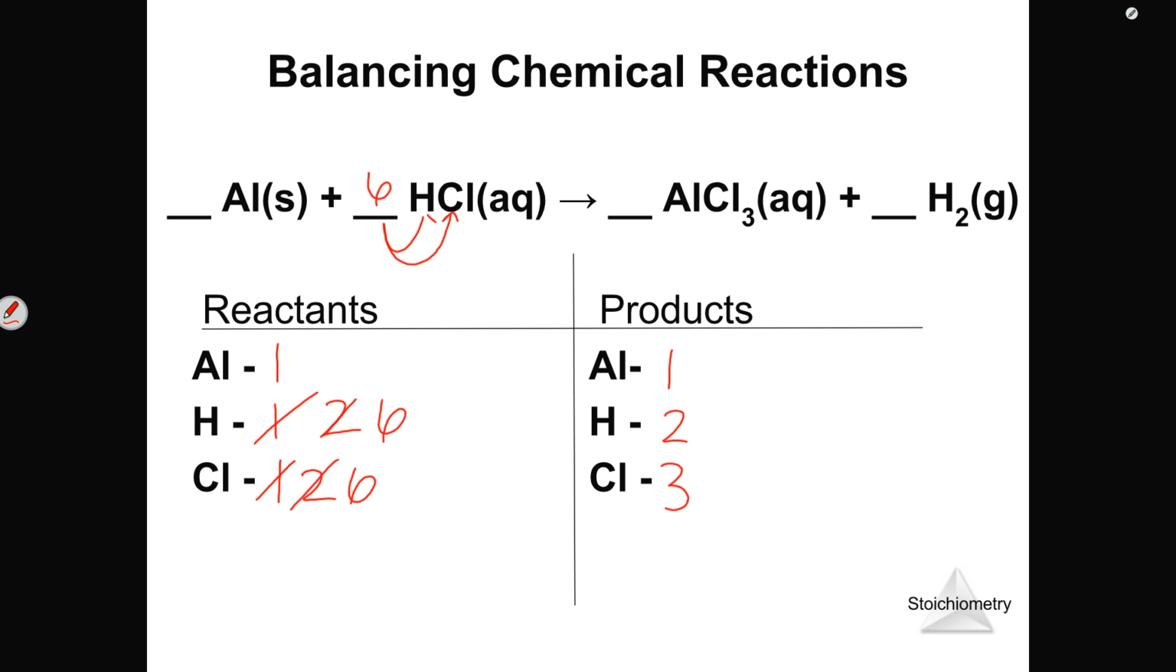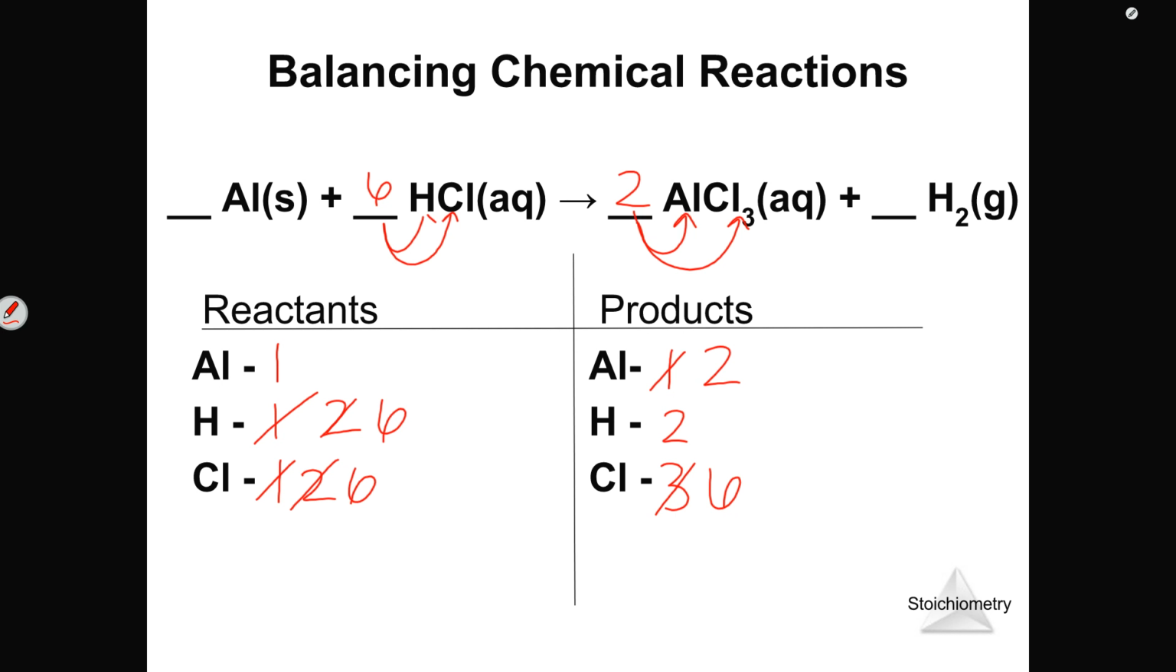Next, I'm going to go over and do my chlorine on the other side. So I'm going to multiply by 2. So I'll put my 2 in front of my chlorine. 2 times 3 is 6. And it changed my aluminum to 2. Okay, so I messed it up a little bit more there. Now I'm going to go back. I'm going to go up to the top again. I'm going to do my aluminum next.